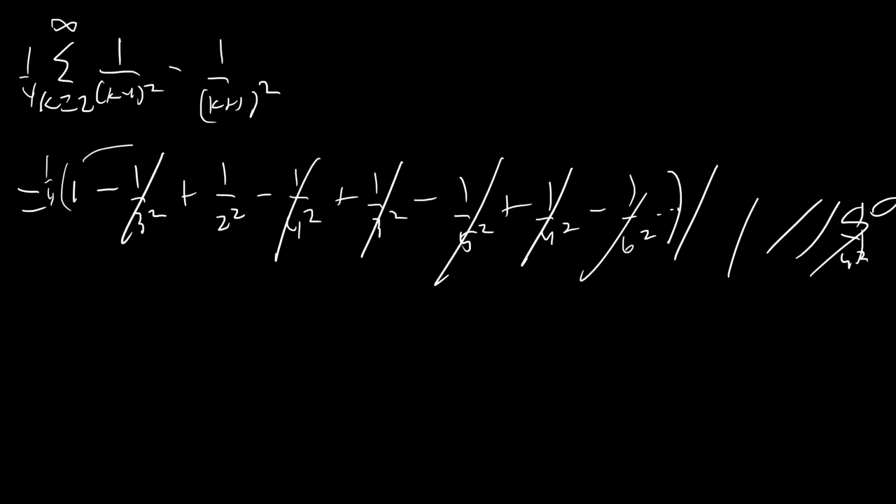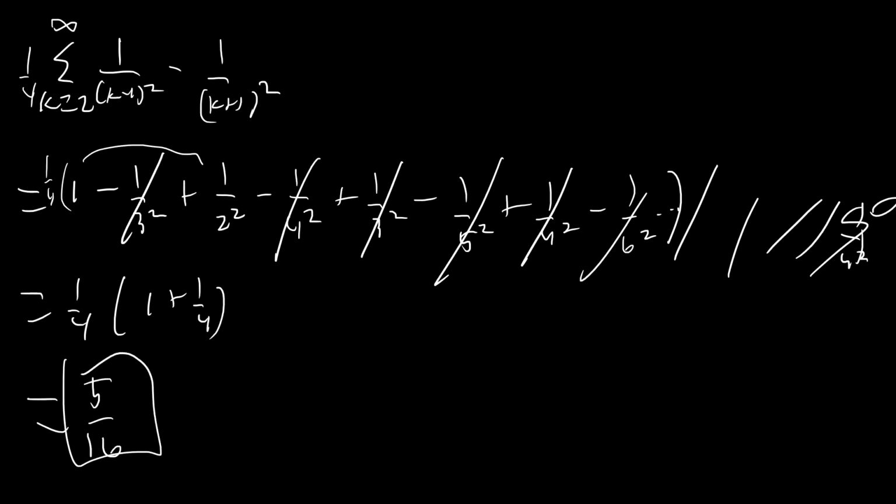So these are the only two terms that will matter. So it's just going to be 1/4 times 1 plus 1/4, which is equal to 5/16. And overall, this looks like a pretty simple, straightforward answer, right?